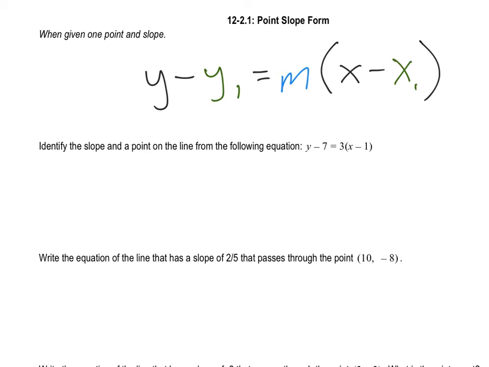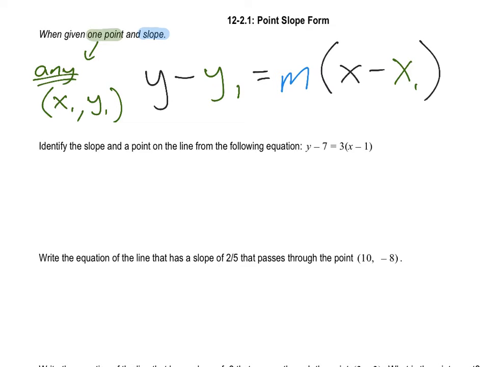So no longer do we need a y-intercept. All we need is any point on that line. So if you're given one point on the line and you know the slope, you can fill out point slope to write the equation of the line.